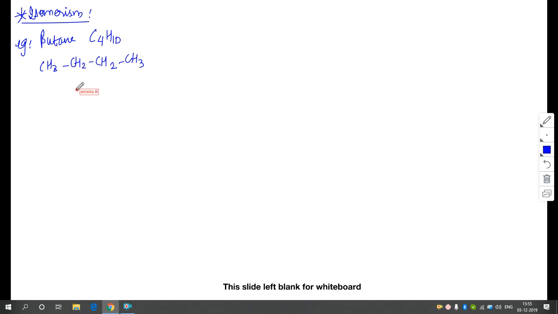Now if I need to put an isomerism to it, there are many ways. One example we can see is CH3, CH3, CH3. Okay, this is one isomerism of butane, and it is nothing but methyl propane.